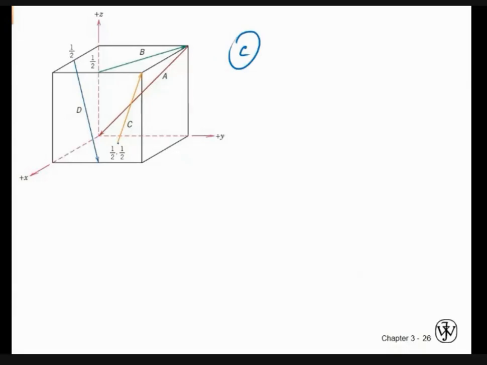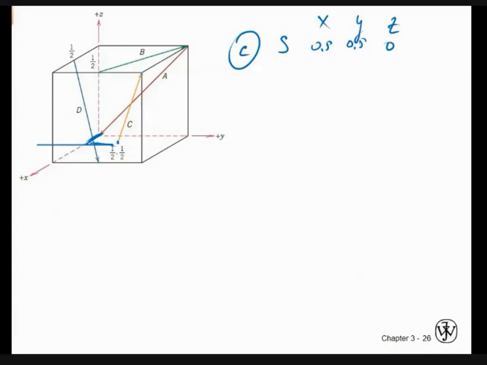For C, I will use point coordinates. I guess this will be easier to explain. So this is start and end. Point coordinates of the start. It is half, half: half positive in x, half positive in y. X, y, z. It was 0.5, 0.5, and Z is 0 because it's at the ground level.